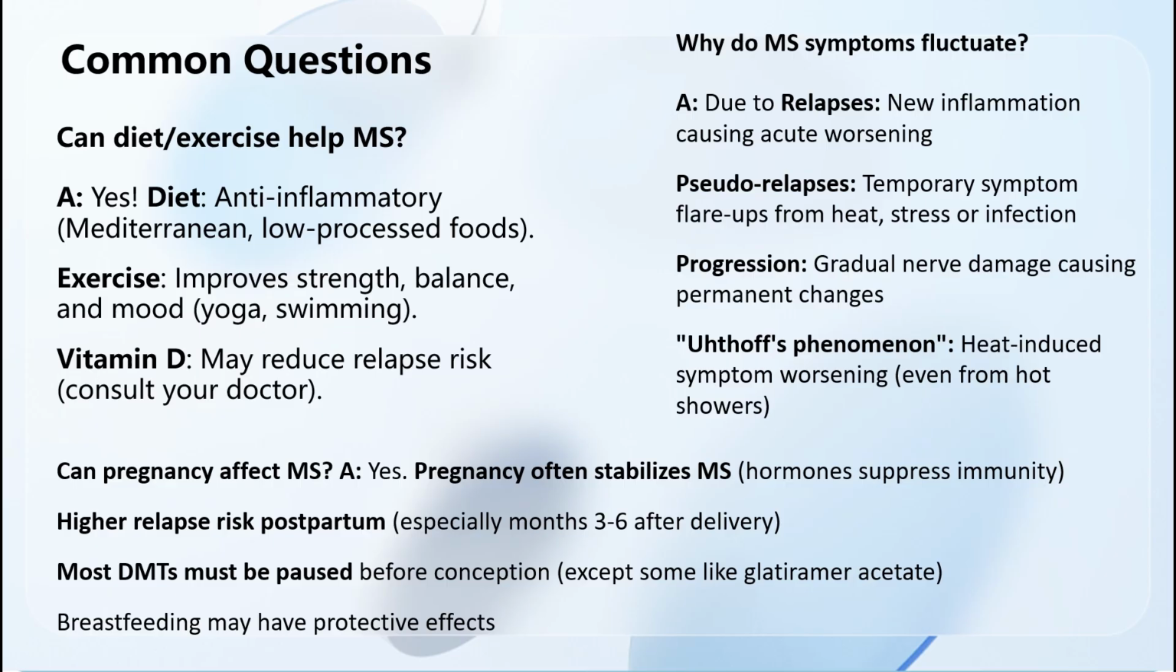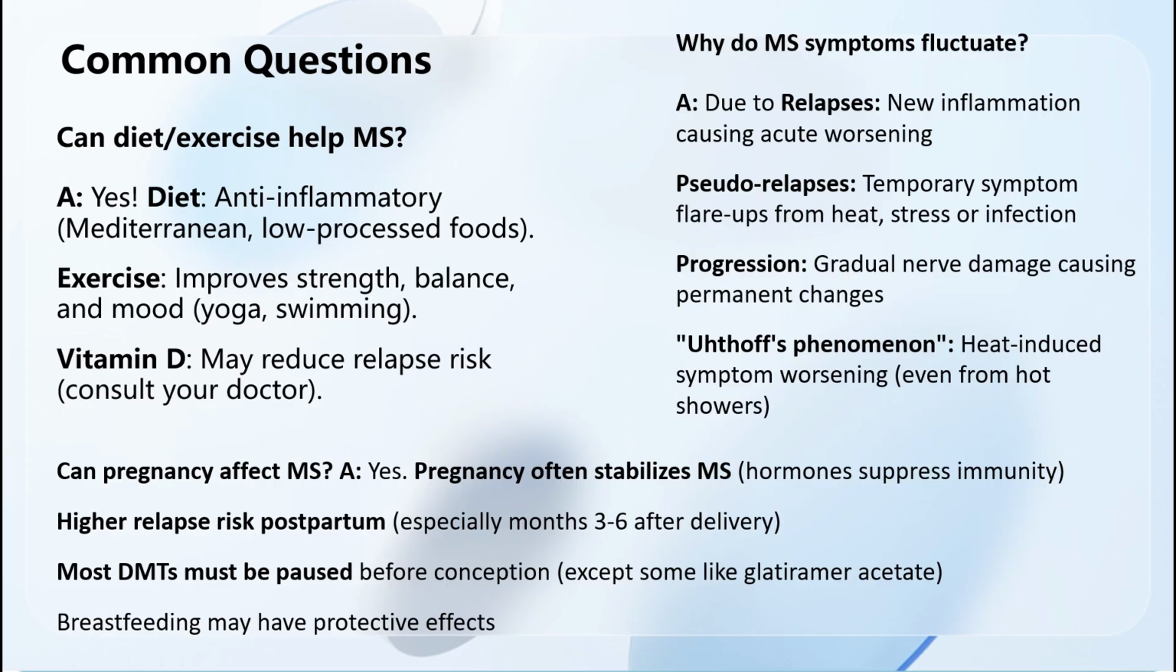The second question is, why do multiple sclerosis symptoms fluctuate? This is due to relapses, as new inflammation causes acute worsening. There are also pseudo relapses, which include temporary symptoms due to heat, stress, or infection. And there is also progression, as gradual nerve damage causes permanent changes.